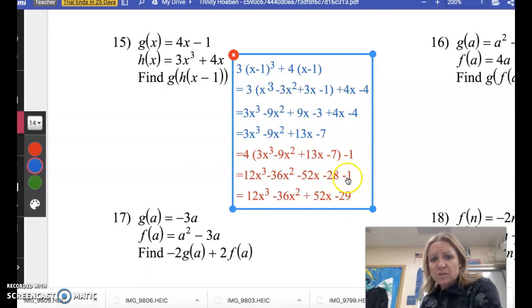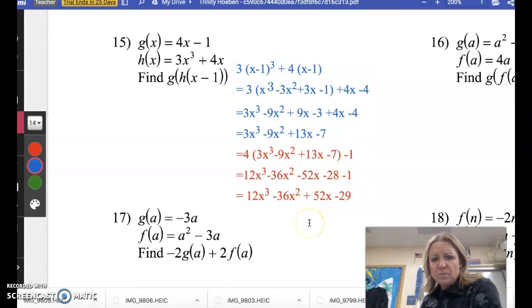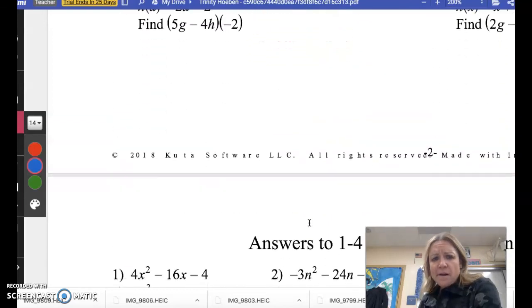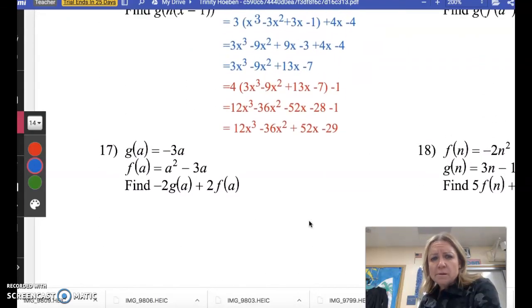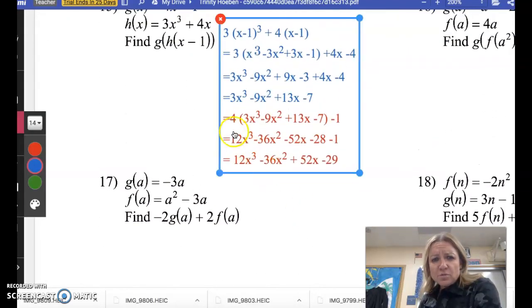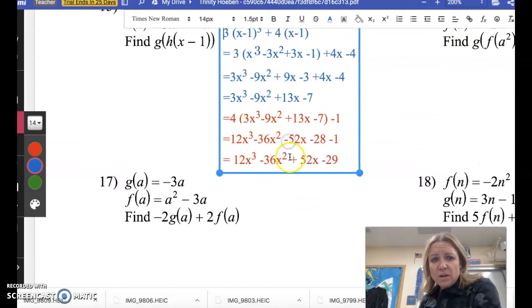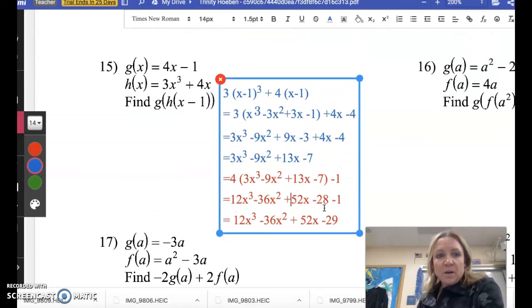The only like terms were, this one, is my sign wrong right there? Should that be plus 52 or minus 52? I think it was plus. So did I distribute? Oh no, I just had the wrong sign right there, so that should be plus. Okay. Yep, gotta watch those signs.